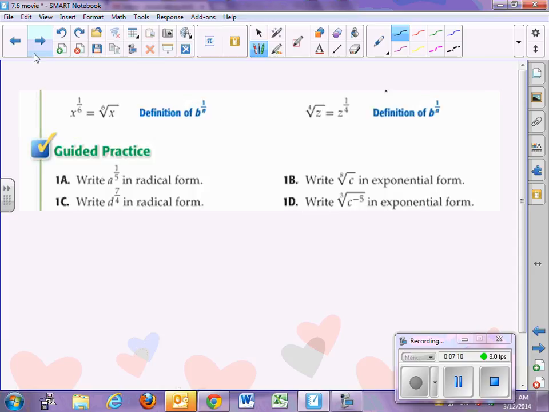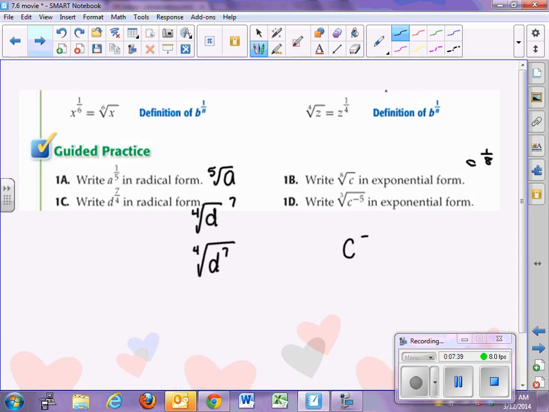All right, try 1A. And then 1B, 1C, 1D. You could pause while I do it. This one's going to be the 5th root of a. This one's going to be c to the 1/8 power. This one is d, the 4th root, and then raised to the 7th power. If you wrote it like this, with the 7 inside the radical, that's the same.